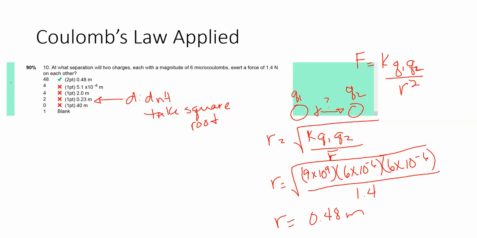Okay, so this is an application of Coulomb's law. Always good to draw a little diagram, and I have it here, and then I just rearranged the formula to find R so that I don't forget about doing the most common thing, and that's taking the square root here. Also, some algebraic mistakes can come up if you're not careful. So here it is, and 0.48 meters is the correct answer.